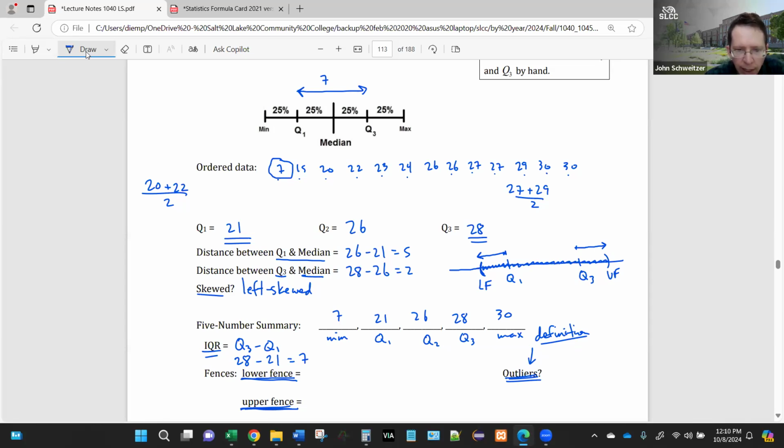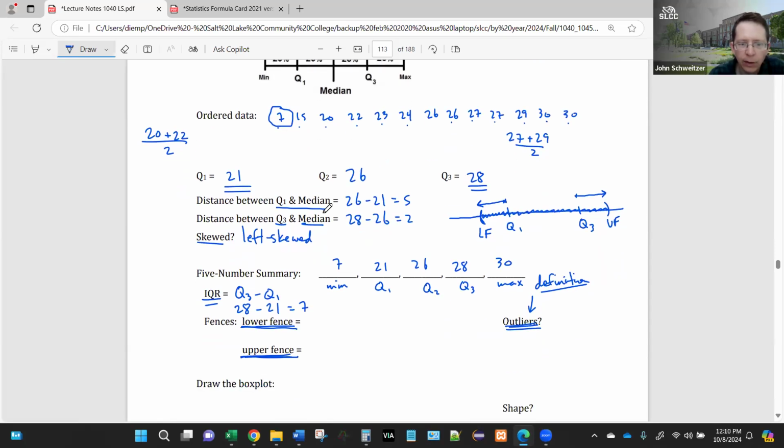So it's telling us how spread out it is. Then we can take that along with the fence formulas, and we can determine if we do have any outliers. Instead of arguing and not really getting anywhere when it comes to outliers about that 7, what's the status of 7 here? We can actually all agree if it's an outlier or not.